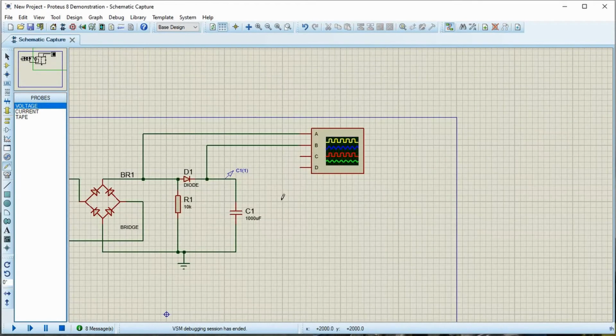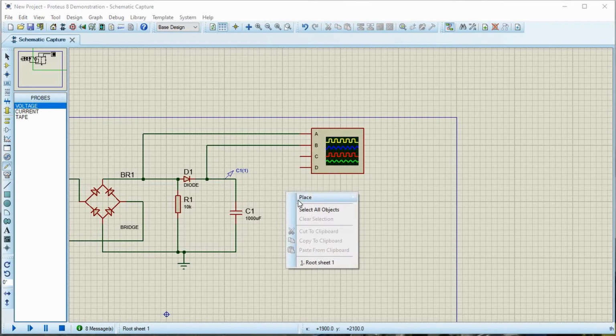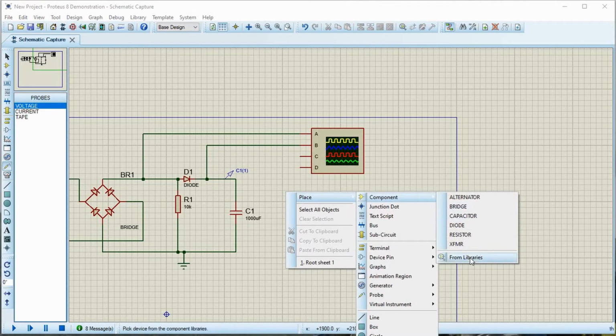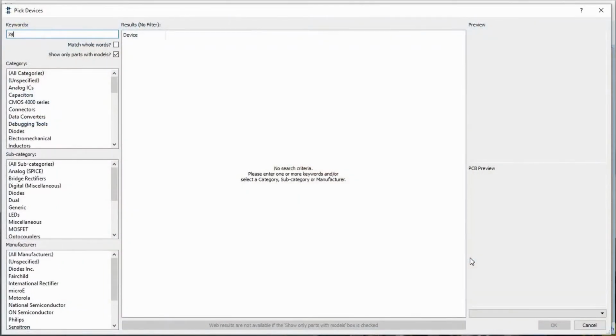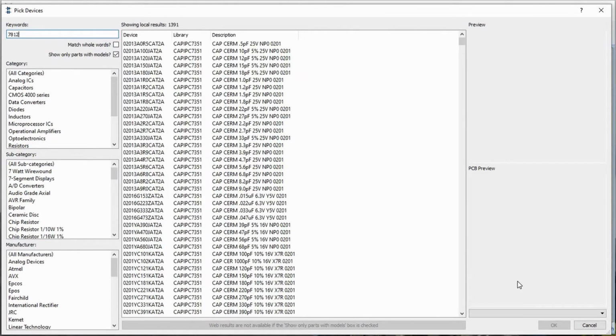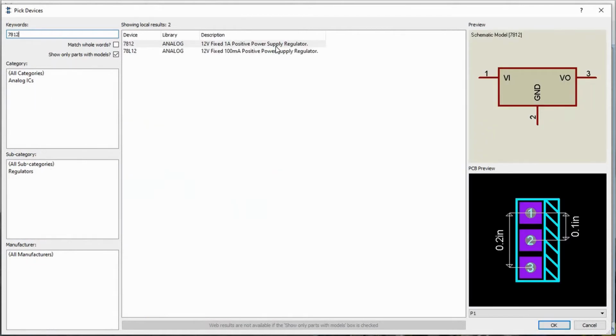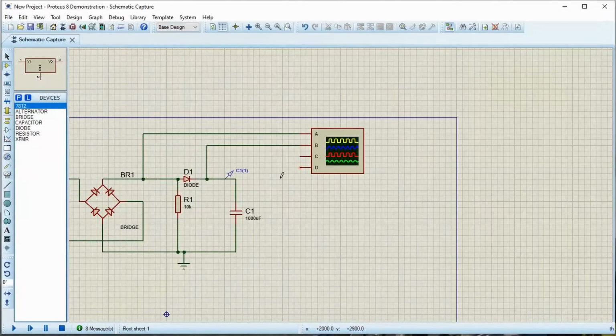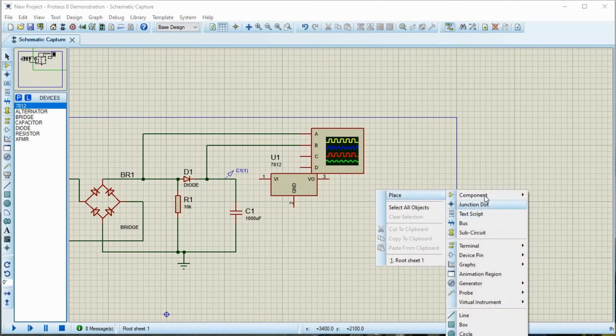And now let's build on. It is still not regulated. So let's put a regulator IC 7812. I'll build my circuit for a 12 volt logic. So I'll put a 7812. And one more capacitor.